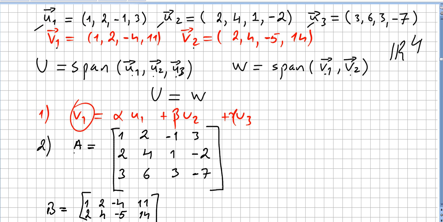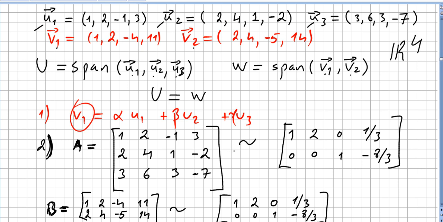This second method I think is really handy. We build a matrix A with the vectors u1, u2 and u3: 1, 2, minus 1, 3, and so on. We put all these vectors here. And we build a matrix B with vectors v1 and v2: 1, 2, minus 4, 11, 2, 4, minus 5, 14. And now we have to row reduce them.